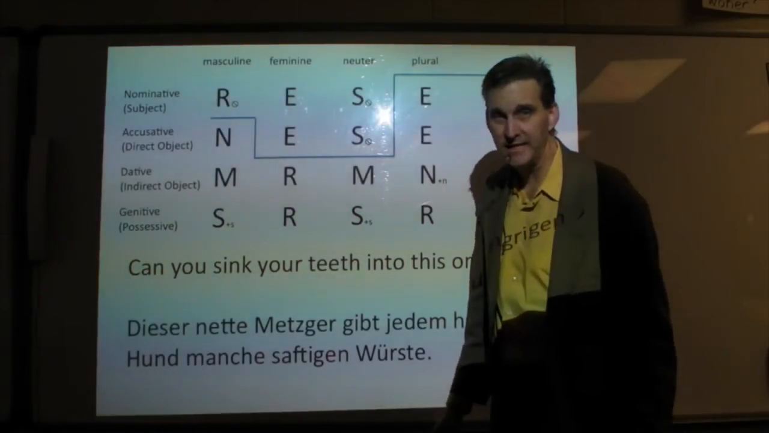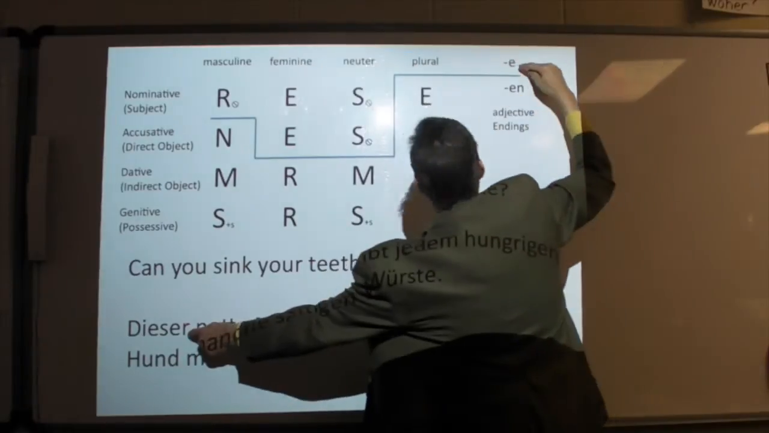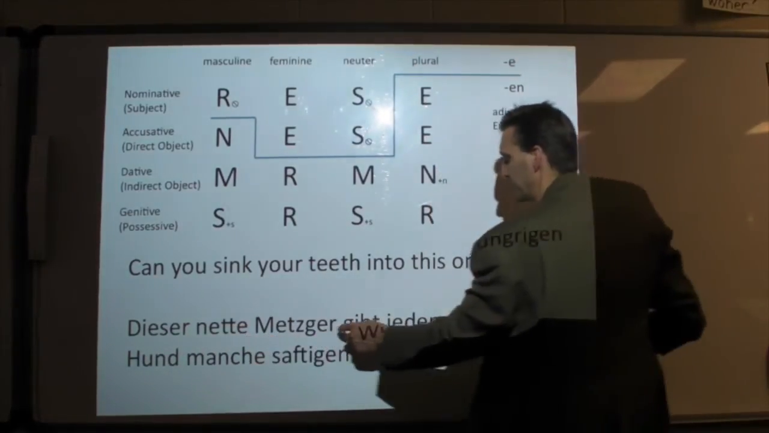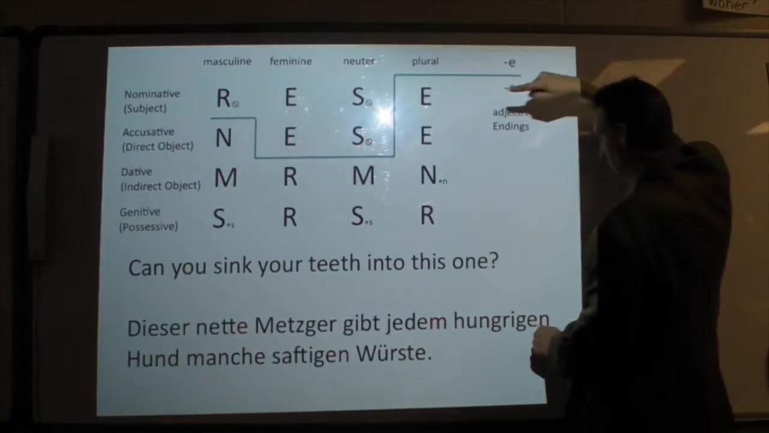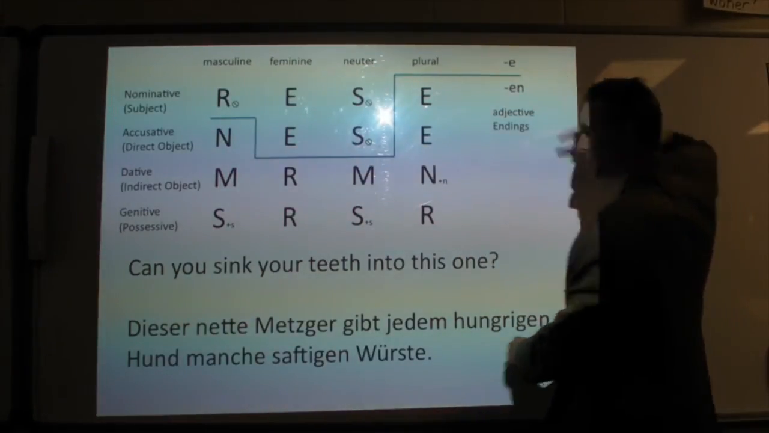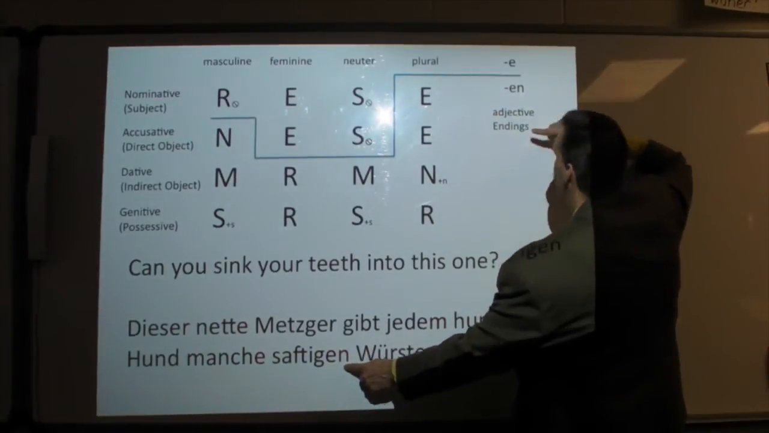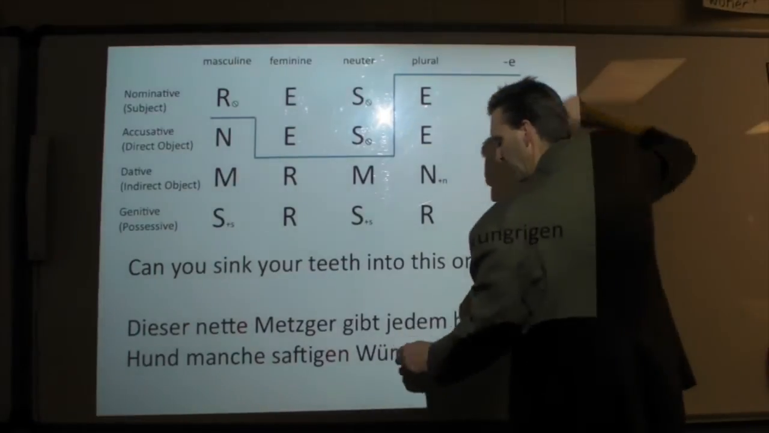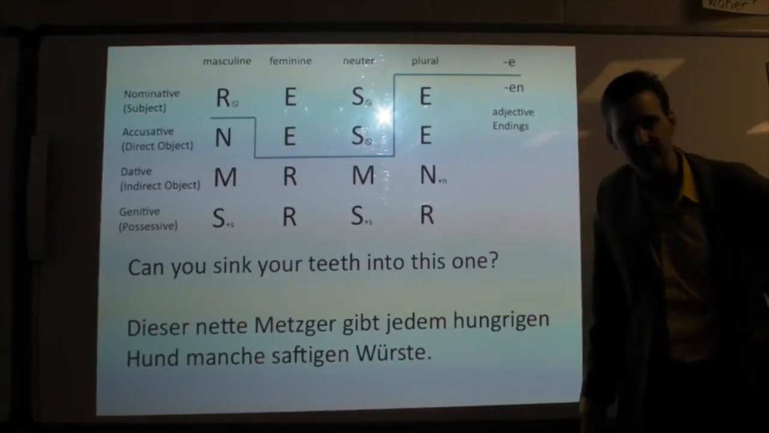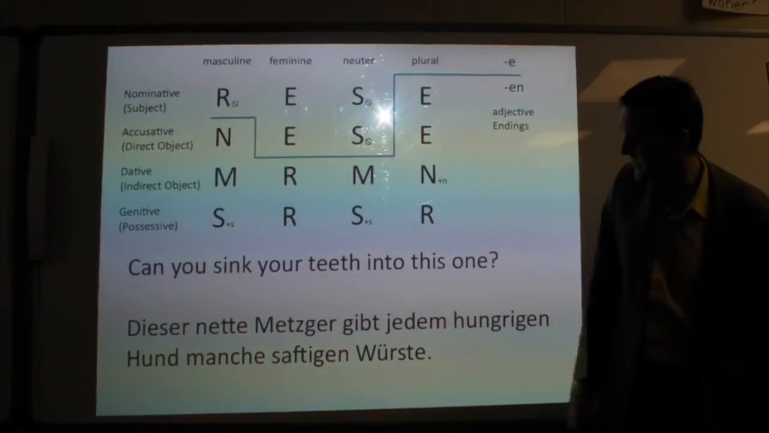Okay, let me do it again so you can see here. Dieser nette Metzger gibt jedem hungrigen Hund manche saftigen, I think it's supposed to be saftigen, I might have a mistake there, Würste. Okay? Very good. So, I think there's supposed to be an umlaut on that Würste.